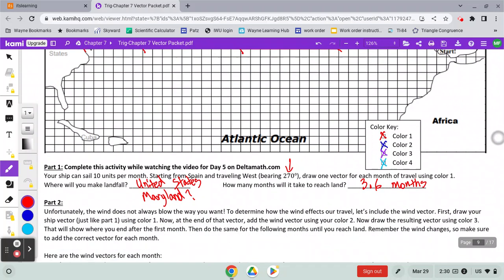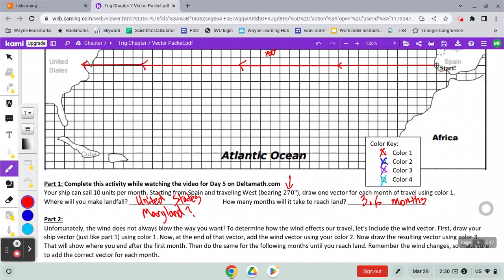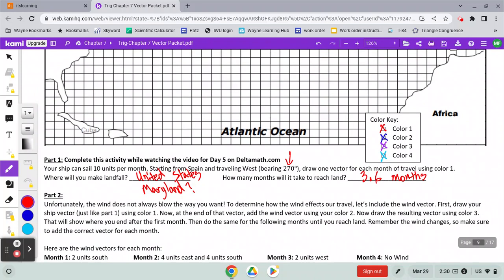So as we look at part 2, it says, unfortunately, the wind does not always blow the way you want. Determine how the wind affects our travel. Let's include the wind vector, okay? So first, draw your ship vector, just like in part 1, using color 1. Then it says, now at the end of the vector, add the wind vector using your color 2. Then draw your resulting vector using color 3. This will show where you end after the first month. Then do the same for the following months until you reach land. Remember, the wind changes, so make sure to add the correct vector for each month.